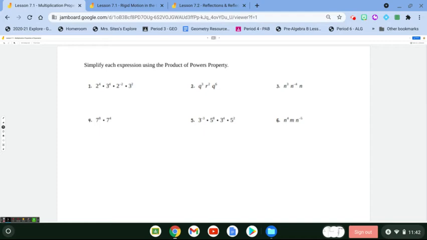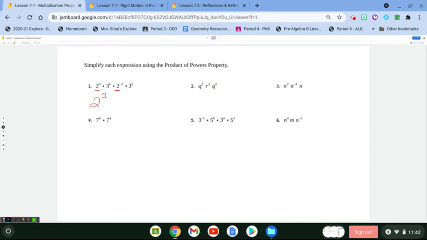So, if you look at the first one, we have 2 to the fourth times 3 to the fourth times 2 to the negative 2 times 3 to the second. So, we have two bases of 2 that are the same. So we're going to write the base of 2, and this rule says that we're going to add our exponents together. So 4 plus negative 2 is going to give me a power of 2.